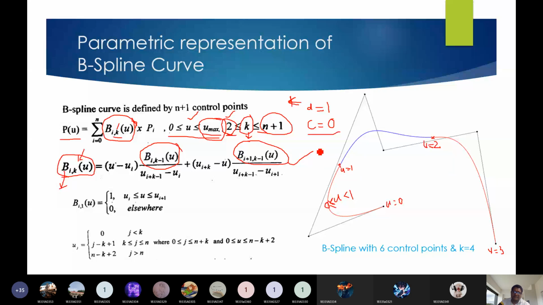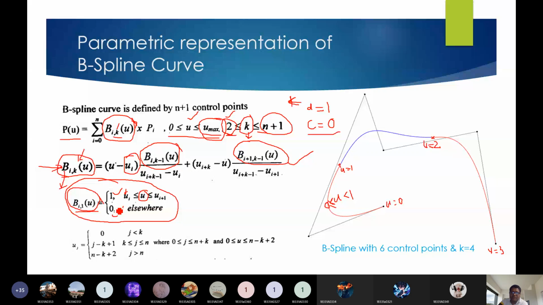This equation is in a recursive form, and that recursion should end somewhere. So the recursion ends here. To end that recursion, we are using these values of B i,1. When you expand all these formulas, writing so many equations, at some point you will end up with B i,1 of u, whose value becomes a constant, taken as either 1 or 0 depending upon the u value. And u i denotes the knot vectors. Here we are using u i.